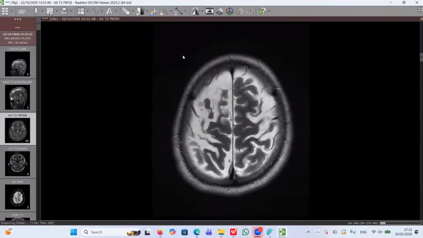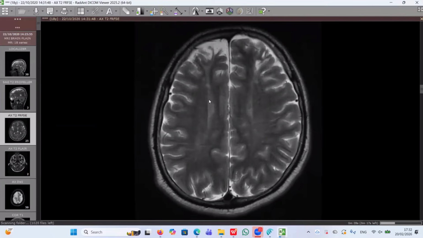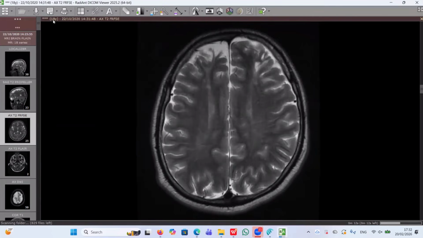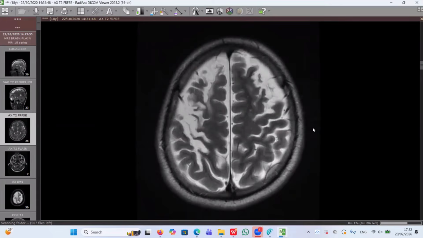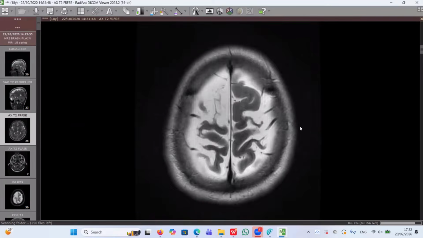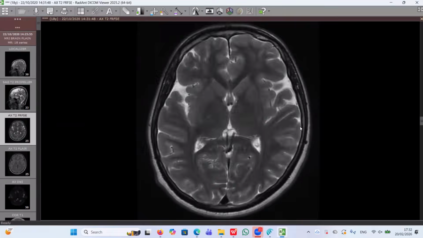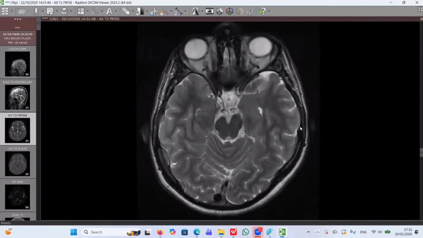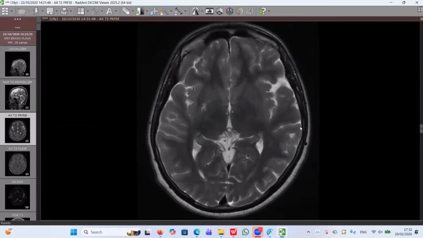I am presented with this case. I will give you the age. This patient is 18 years old and she complains of headache, recurrent attacks of headache. I am presented with the MRI brain axial view T2 image, in which I can see there are right cerebral hemisphere atrophic changes.